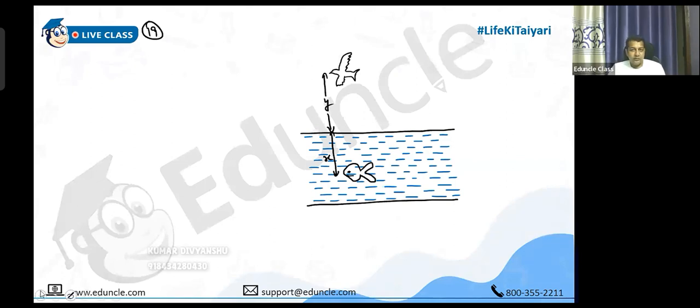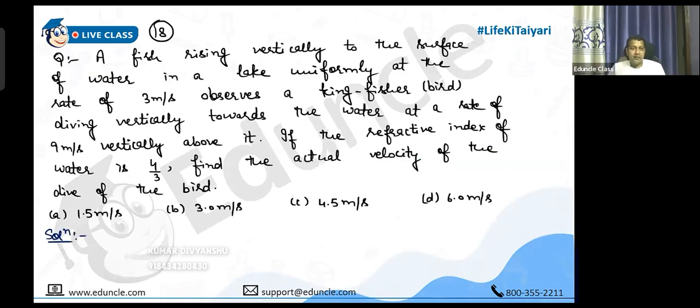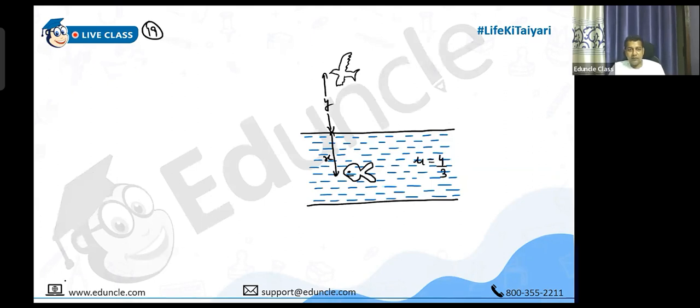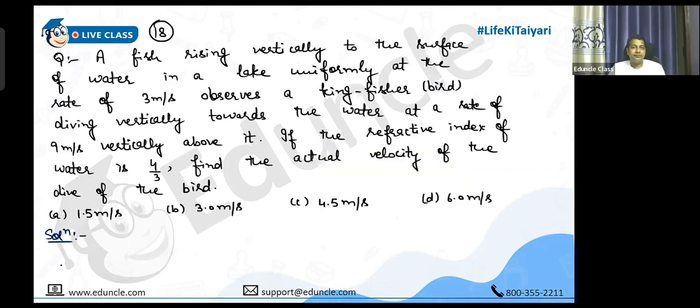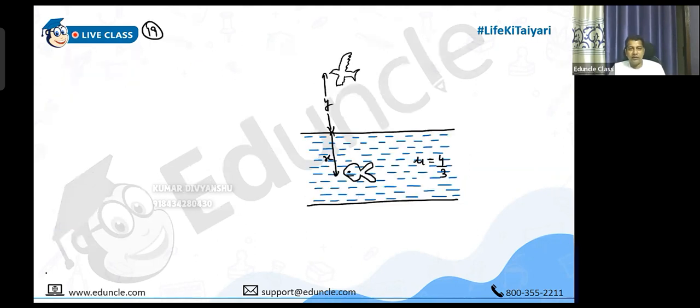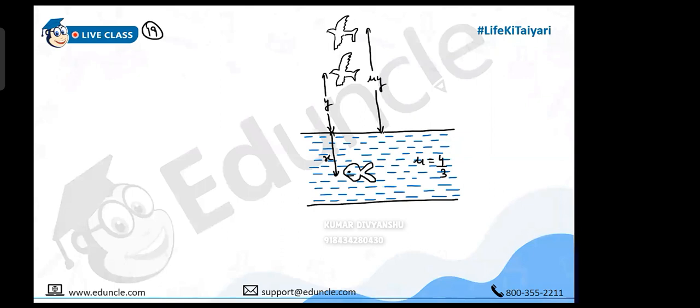Now what is the question? Speed of both are given, no? Refractive index of water is given to be 4/3, and we have to find the actual velocity. Okay, velocity of the bird with respect to fish is given. So we have to find the actual velocity of the dive of the bird. Okay, so to the fish, the bird will actually appear at a greater height, no? Isn't it? To the fish, the bird will appear over here. Am I right or not? Yes, sir. This is the apparent height of the bird with respect to fish.